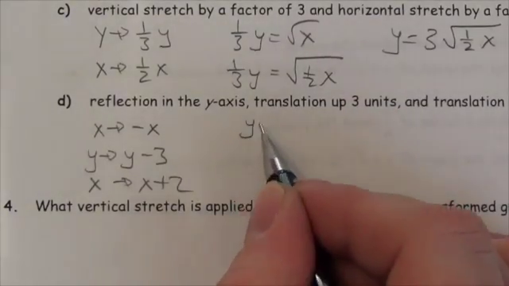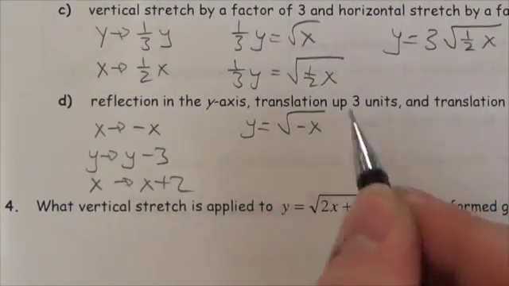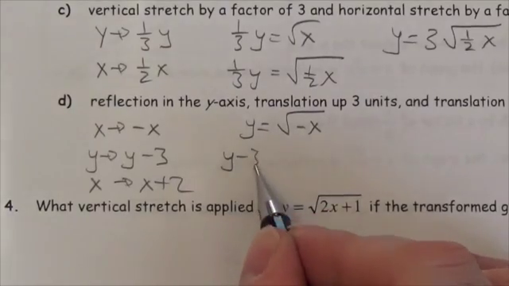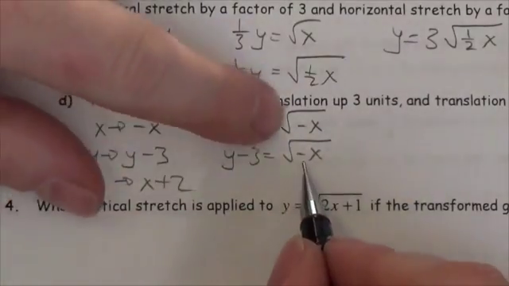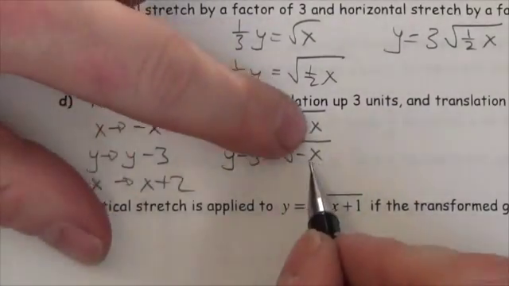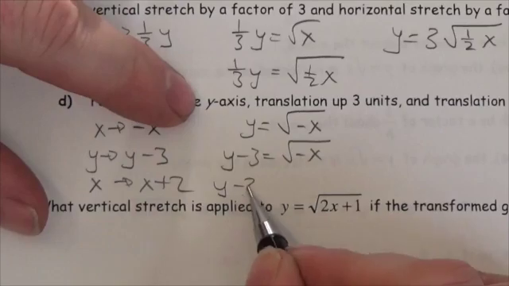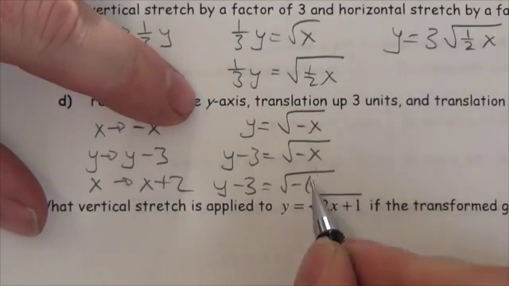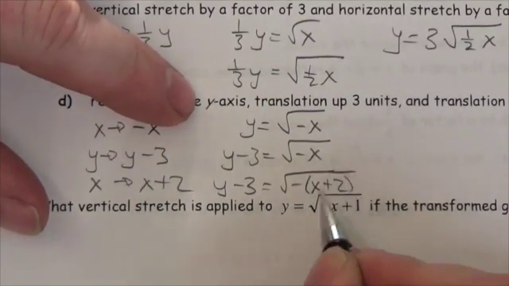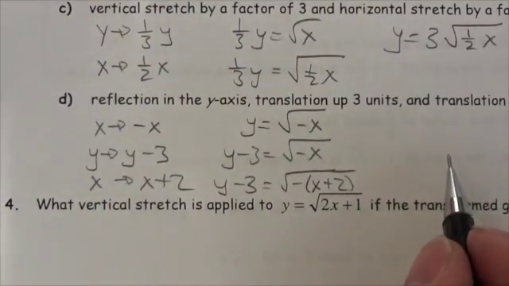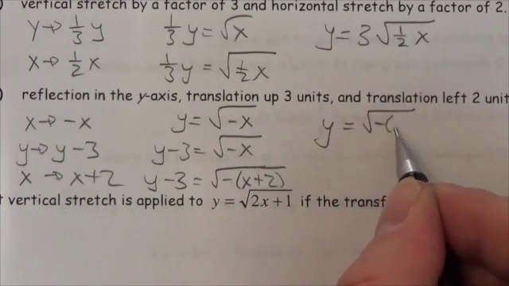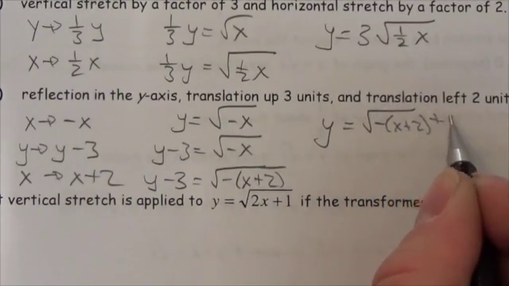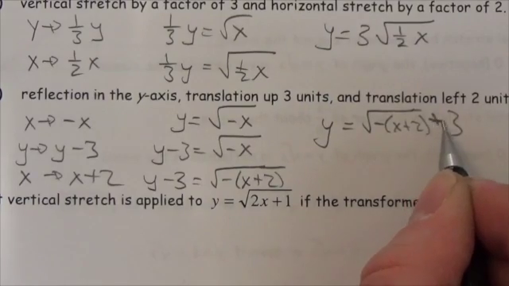So initially we get y is equal to the square root of negative x, and then y minus 3 is equal to the square root of negative x. But now the negative is sitting outside the x, and I'm going to replace x with x plus 2. So that means that negative sits in front of the whole thing, x plus 2. Okay, got to put parentheses around that. Now my last step here is really just going to get y by itself. So y is equal to the square root of negative (x plus 2), plus 3. That's what I'm looking for.